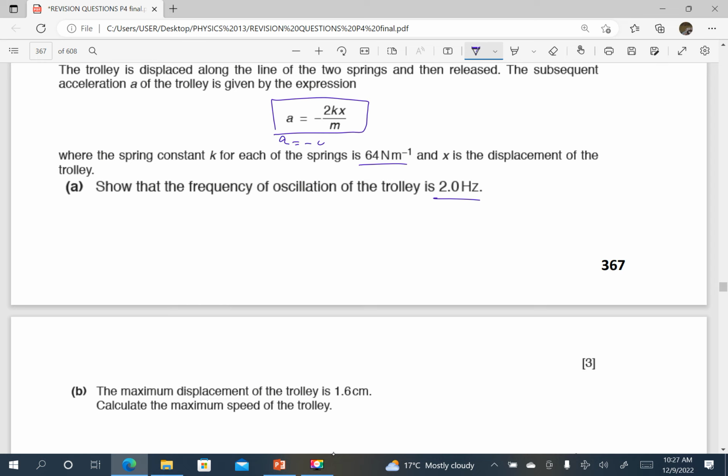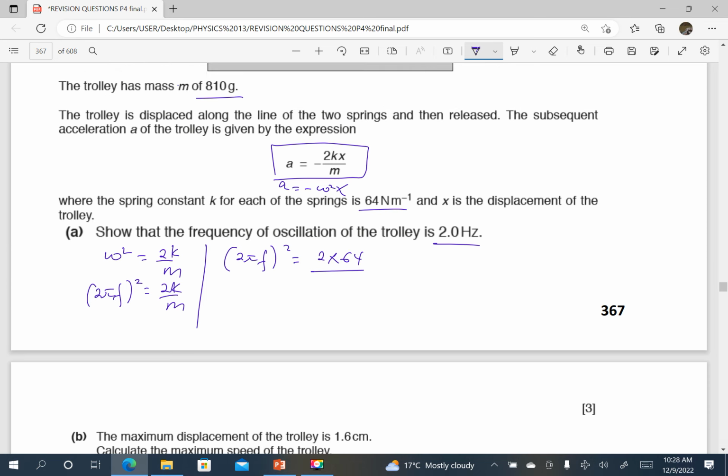Compare this with a equals negative omega squared x. So it means that omega squared is equal to 2k over m. Remember, omega is 2 pi f. So 2 pi f squared is equal to 2k over m, which is 2 times 64 divided by m. What was the mass? The mass is 810 grams divided by 1000, that is 0.81. So I find the square root of 2 times 64 divided by 0.81, and divide by 2 pi. This is giving me f as 2.0 hertz.